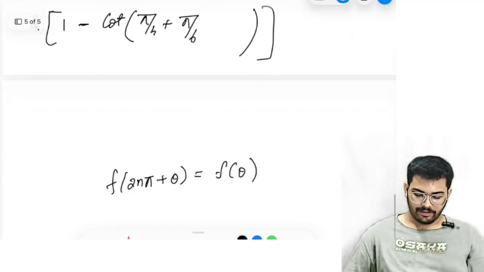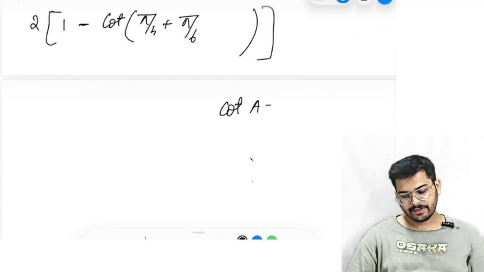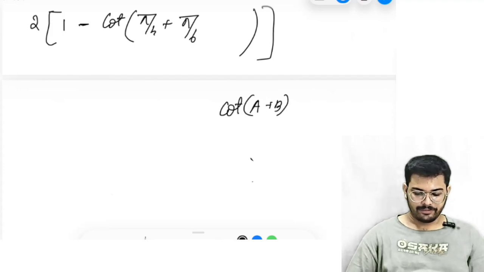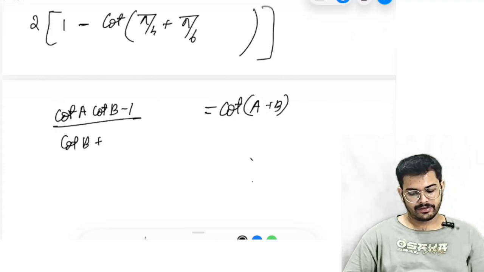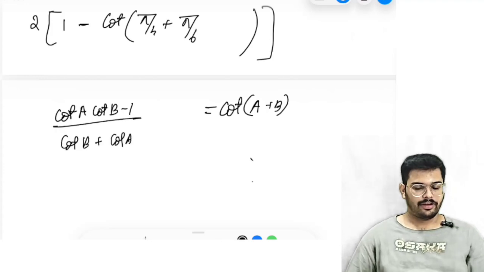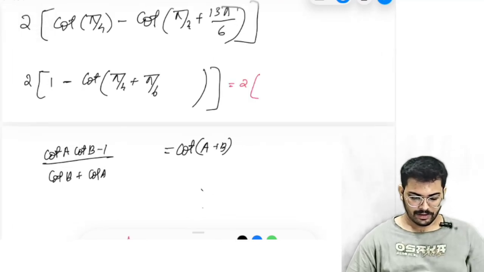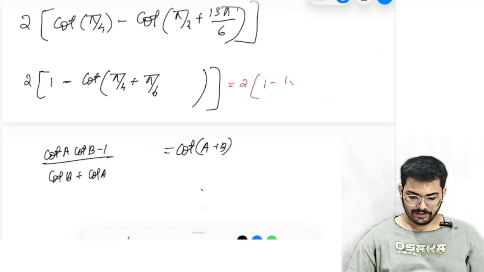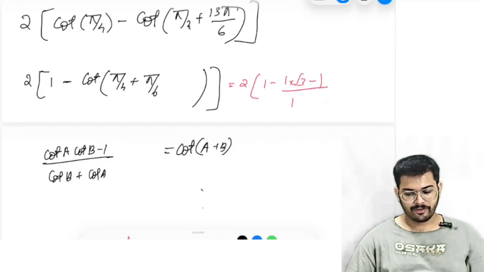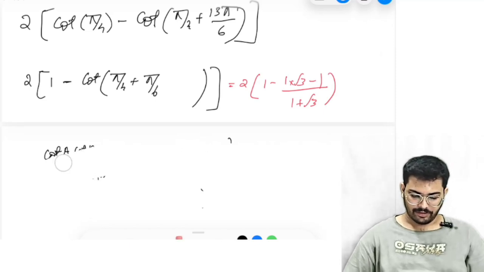Now what is cot of A plus B? Cot of A plus B is equal to cot A cot B minus 1 divided by cot B plus cot A. Now when you apply this identity here, this value will become 2 into 1 minus, cot pi by 4 is 1, and cot B is root 3, so root 3 minus 1 divided by 1 plus root 3. Now we will be solving this one.